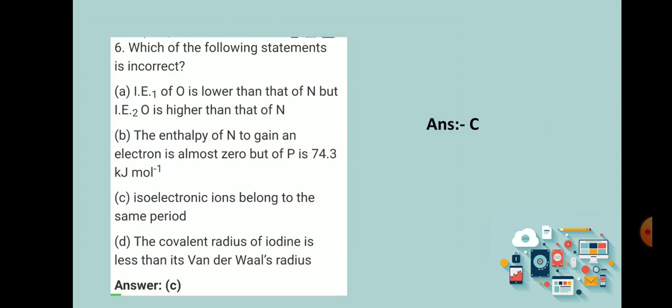The answer is option C. Isoelectronic ions do not belong to the same period. They will be in different periods.